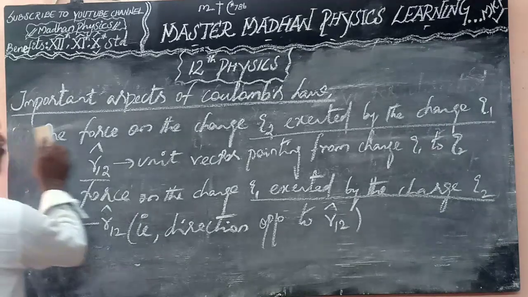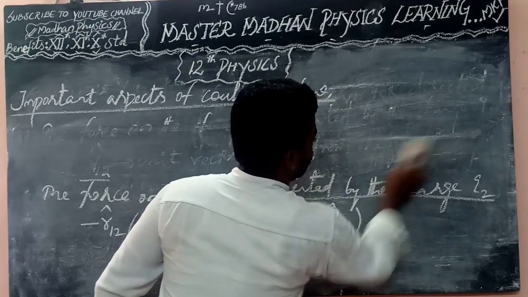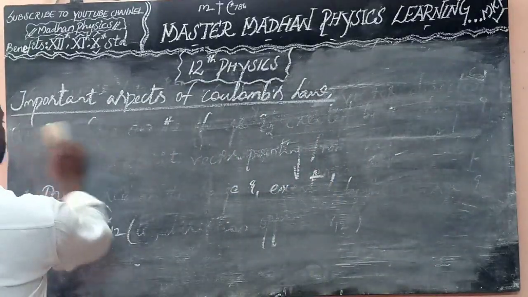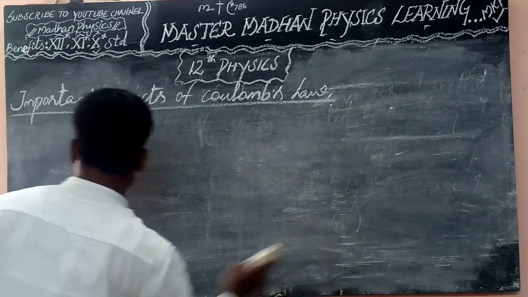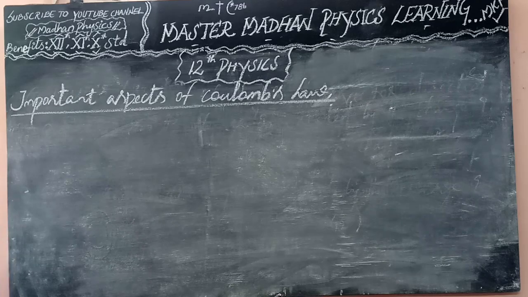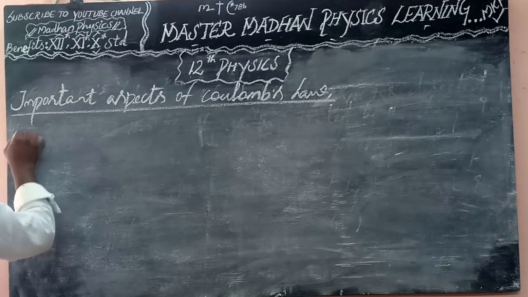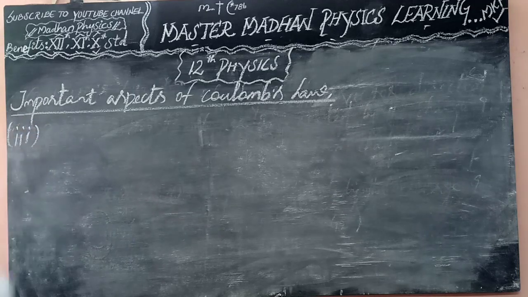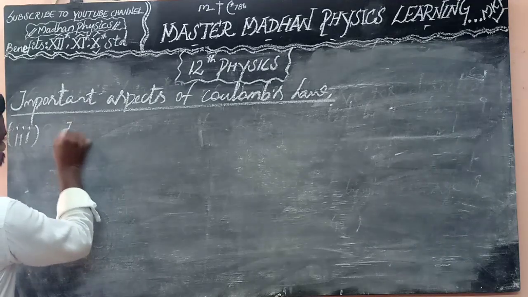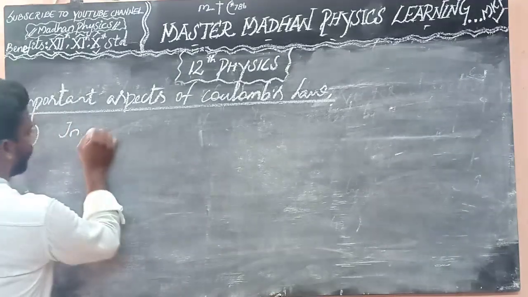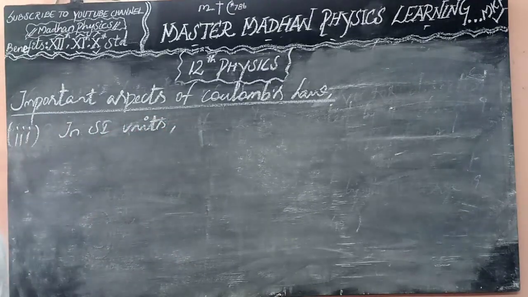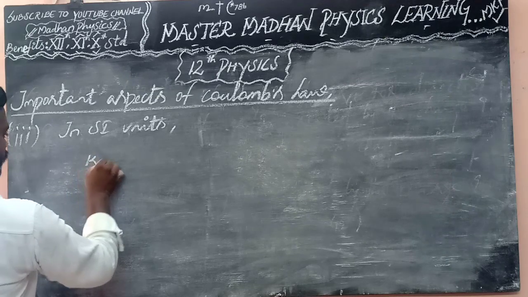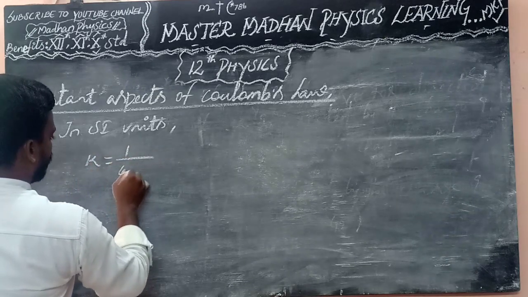So next, third point. In SI units, look in the textbook. In SI units, they are given one value for K, which is equal to 1 by 4 pi epsilon naught.